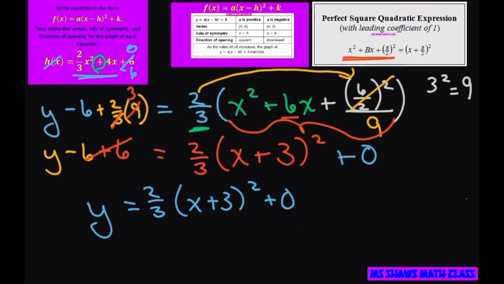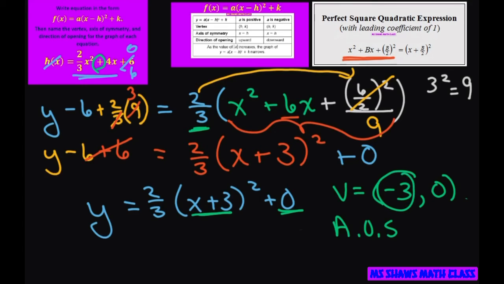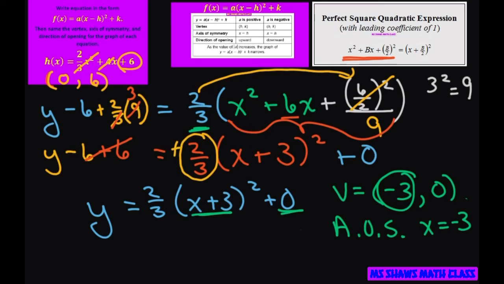That means your vertex is going to be, set this to 0, get negative 3, and then your y portion is 0. Your axis of symmetry is your h part of the vertex, which is x equals negative 3. Let's also note before I sketch the graph that our y-intercept is when x is 0, so those would go away, y would be 6. That's going to help us graph it. This also opens upward because this is positive. My a is positive, so opens upward.